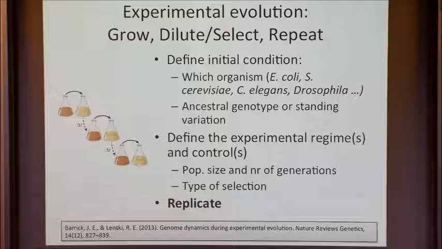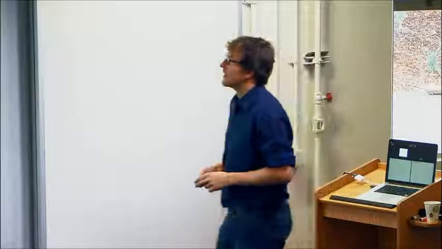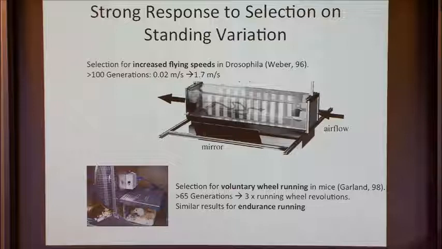So what are typical outcomes? I will go now through a couple of examples to make a couple of points that have been observed by experimental evolution. First of all, if you take populations of higher organisms with standing variation and start to adapt them to certain conditions, then you can observe very strong response to selection. For instance, in the first case, the fruit fly was selected for increasing flying speeds in a wind tunnel. Imagine lots of flies in this container, and then you start flowing air through this tunnel. Then only the ones that fly fastest will be able to reach this end of the chamber. And then the experimenter comes in and creams off these flies and transfers them to the next generation, or selectively breeds those.